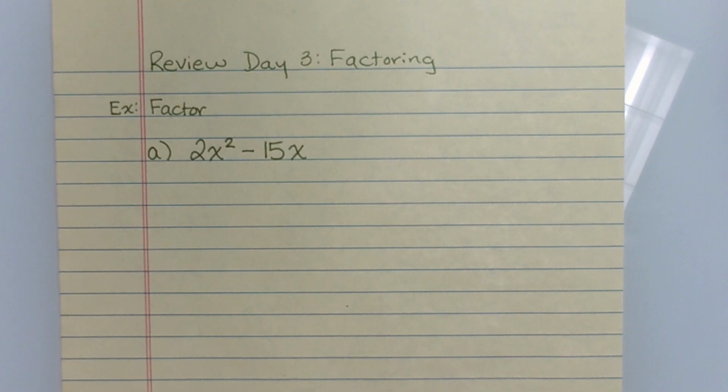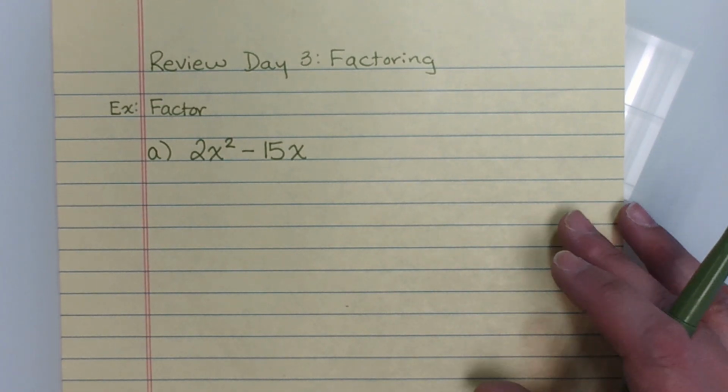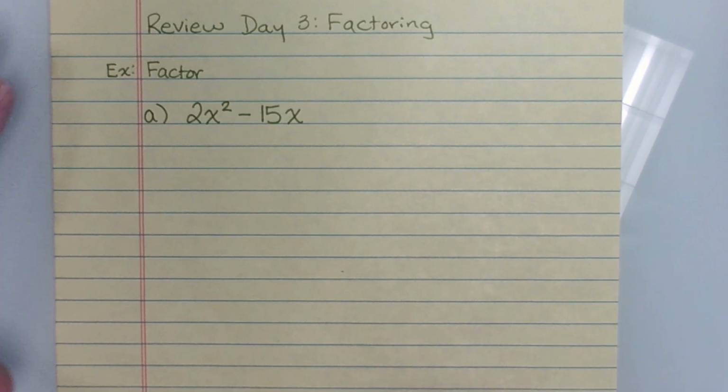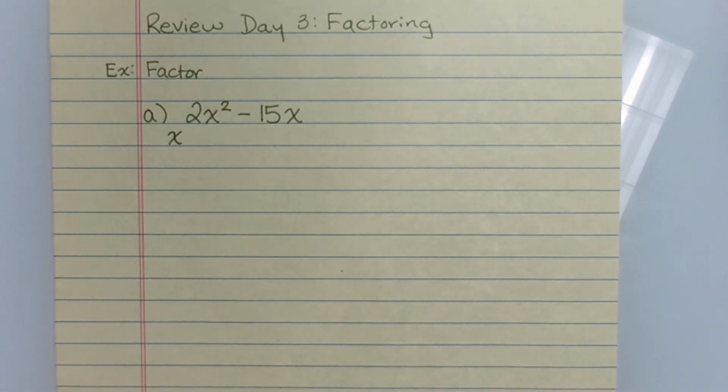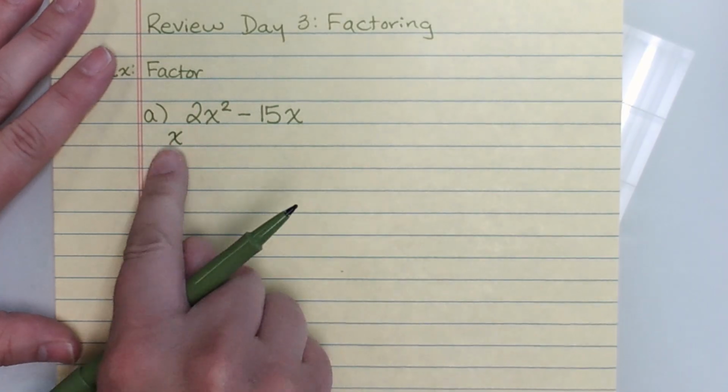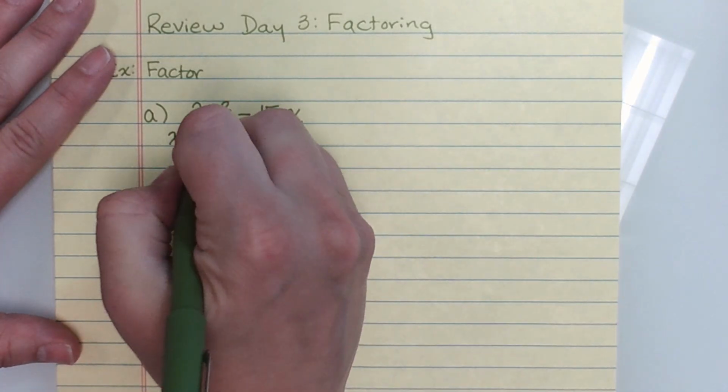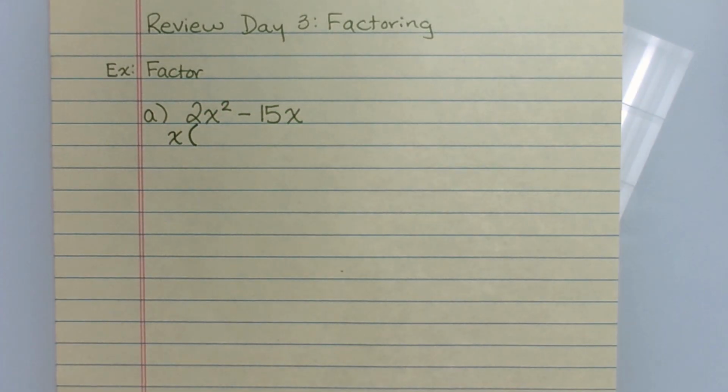What's the biggest thing that divides out of both 2x squared and a negative 15x? An x. Just regular x or x to some power? Just regular x. When you are doing greatest common factor, the variable can only be to the smallest power that's in all terms. So x to the first is on the last term. That's all we can pull out. So we write down the greatest common factor, and then in parentheses is what's left after we've factored it out.